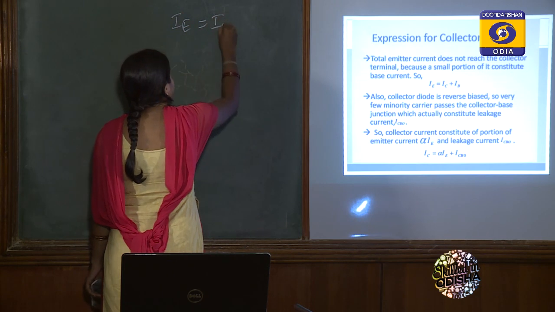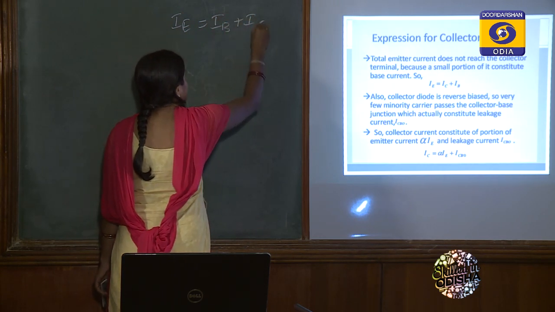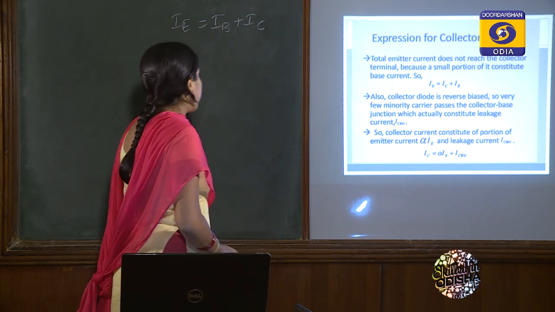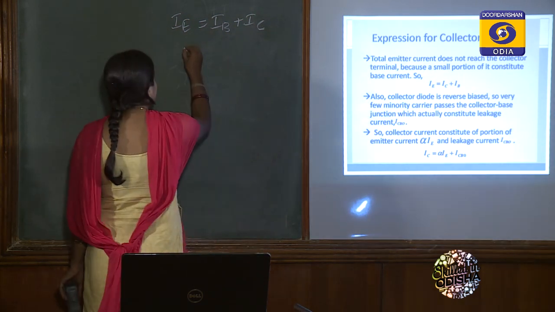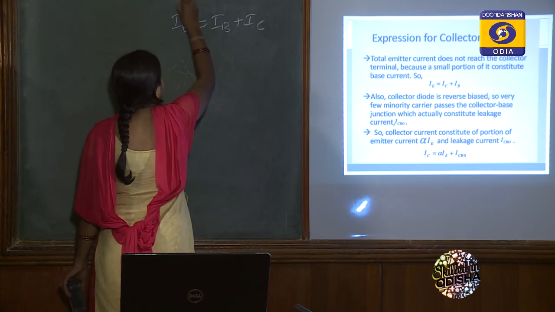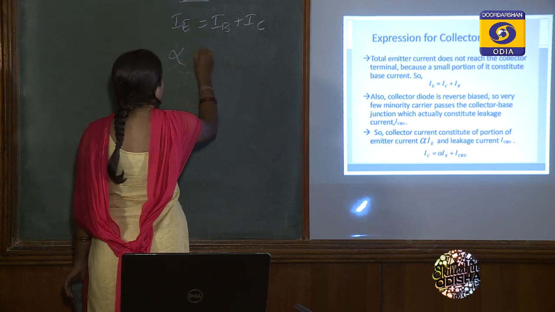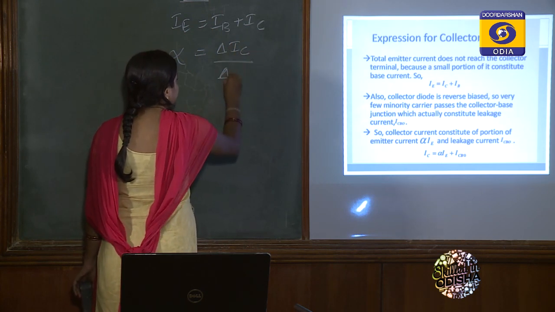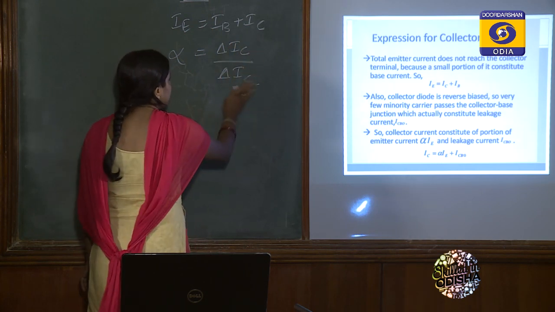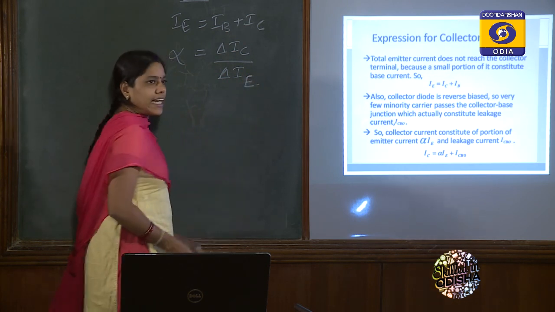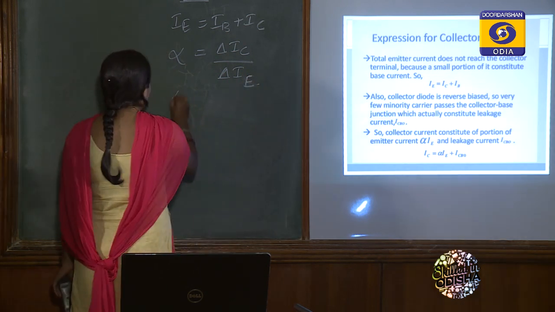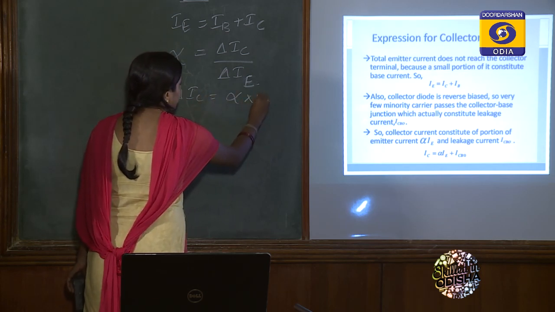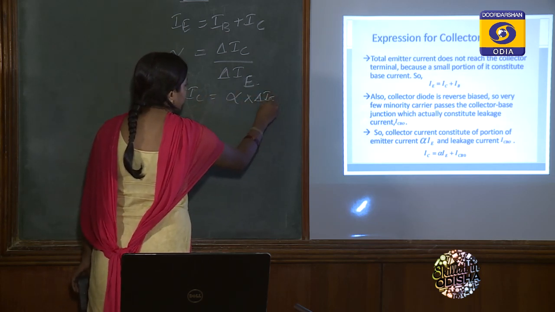IE is equal to IB plus IC. This is the general current notation of a transistor. But we know that in case of common base configuration, alpha is equal to delta IC divided by delta IE. But delta IC is equal to alpha into delta IE.